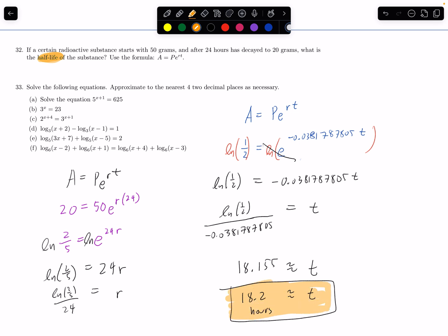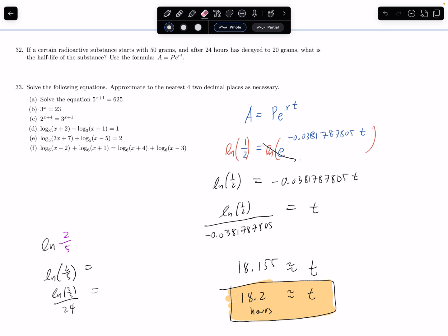About 18.2 hours. And let's just think for a second. Does that kind of make sense? Well, after 18.2 hours, if you start with 50, that means you would have been down to 25 grams, right? So a little longer than that, 24 hours would bring you down to 20 grams. That makes sense. That sounds reasonable. So it's not an exact check, but just a quick check to make sure that the answer seems reasonable. And yeah, that seems about right.